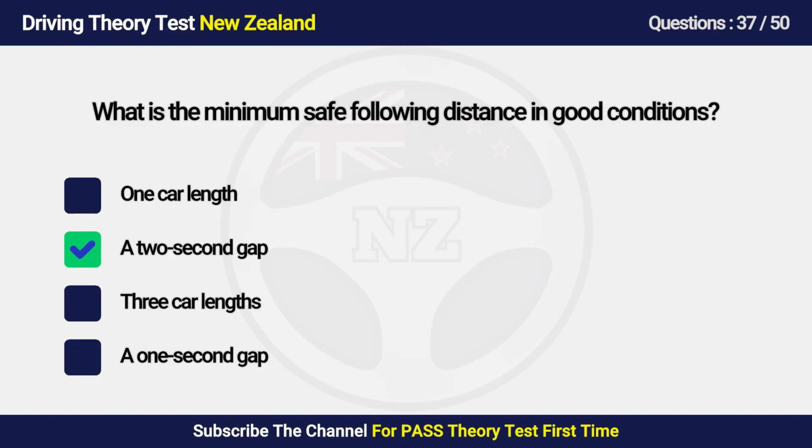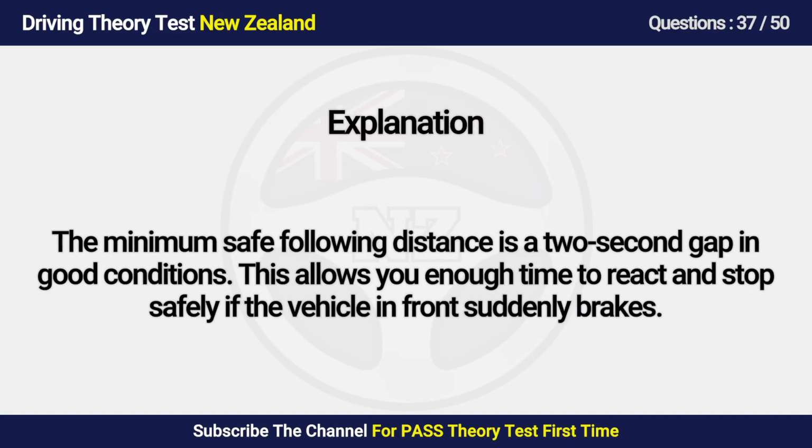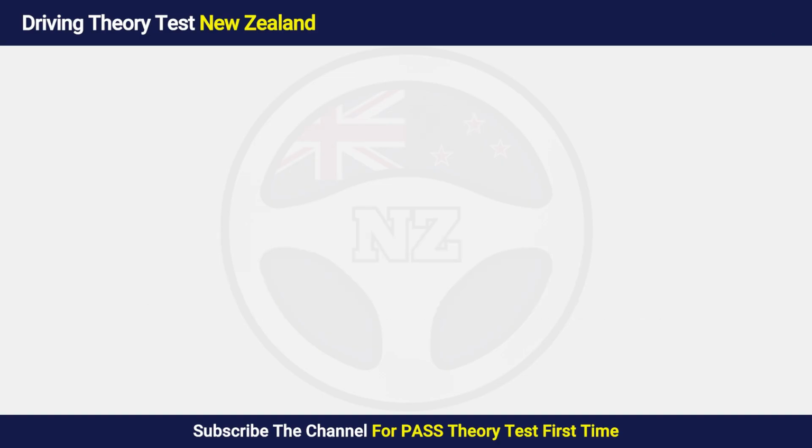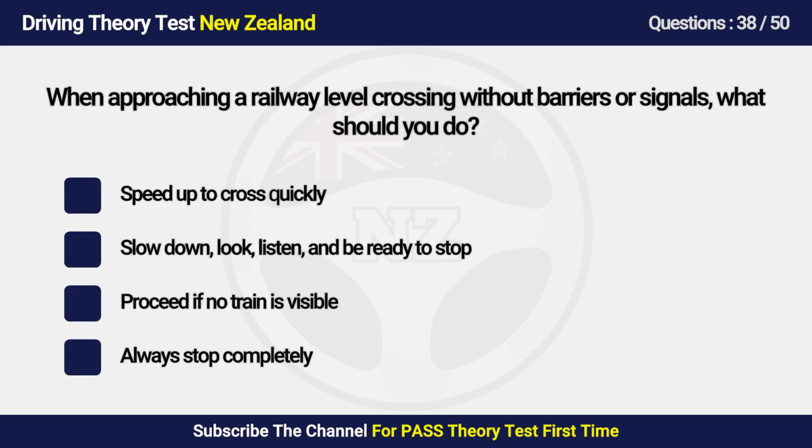Answer is B. A gap. The minimum safe following distance is a gap in good conditions. This allows you enough time to react and stop safely if the vehicle in front suddenly brakes. Question 38. When approaching a railway level crossing without barriers or signals, what should you do?